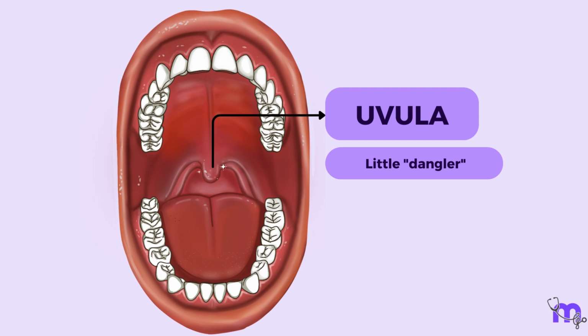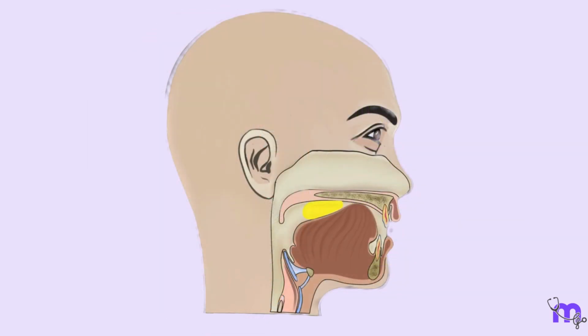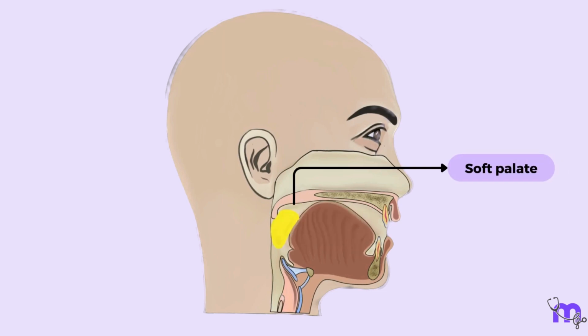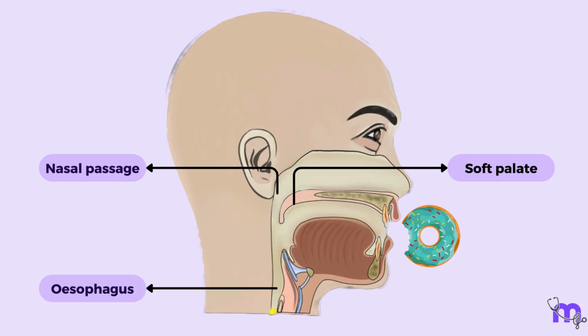It is composed of connective tissue and is involved in certain speech sounds and the process of swallowing. During swallowing, the soft palate elevates and moves backward, closing off the nasal passage. This prevents food and liquids from entering the nasal cavity and ensures they go down the esophagus into the stomach.